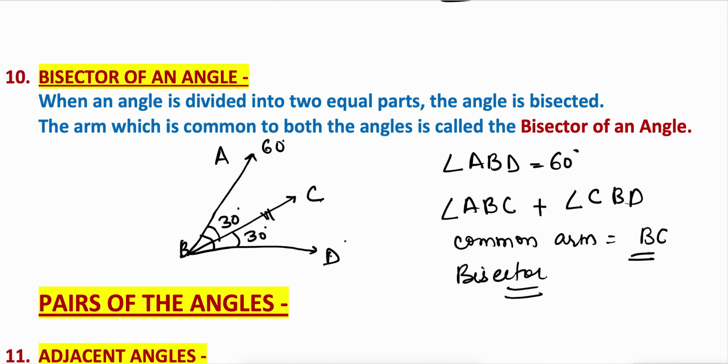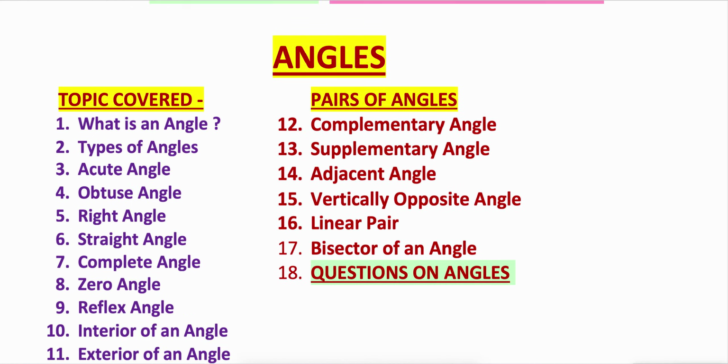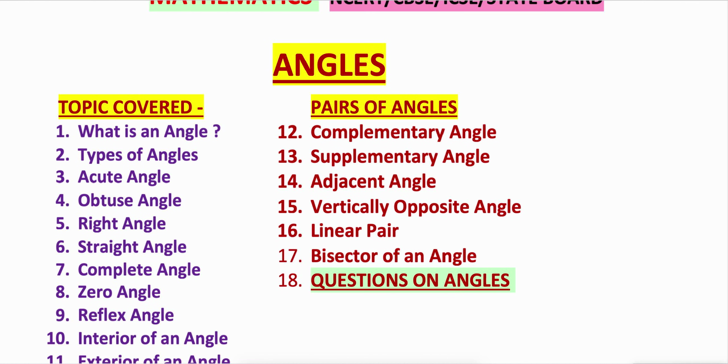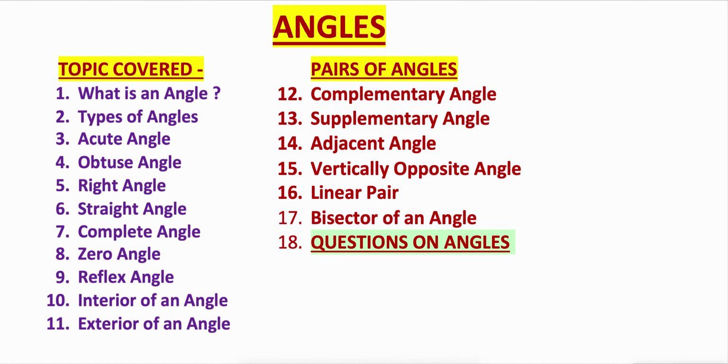So this has become a very long video, but a complete tutorial video of angles. In this video we have seen the pairs of angles: complementary, supplementary, adjacent, vertically opposite, linear pair, bisector of angle, and all the questions on pairs of angles, and the basic types of angles: acute, obtuse, right, straight, complete, zero, reflex, and the last topic, interior and exterior of the angles.